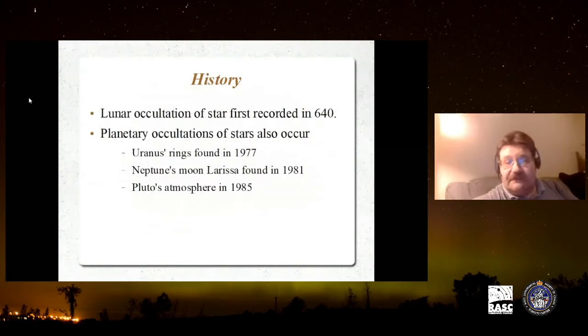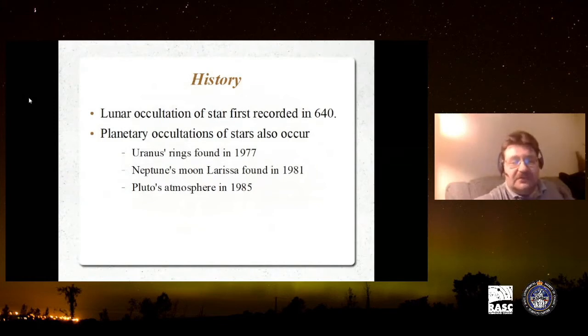Uranus's rings were discovered via a planetary occultation of a star in 1977. As Uranus approached the star, the light from that star started blinking off and on in a regular pattern, and then as the planet departed the star, the light from the star blinked off and on in a regular pattern, except in reverse. So that's how we found the rings.